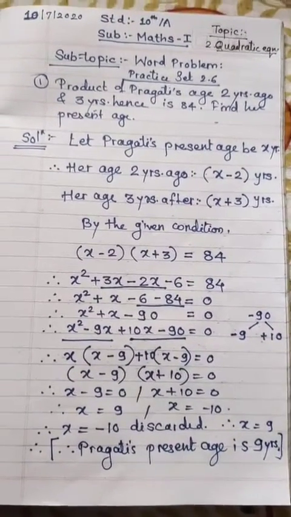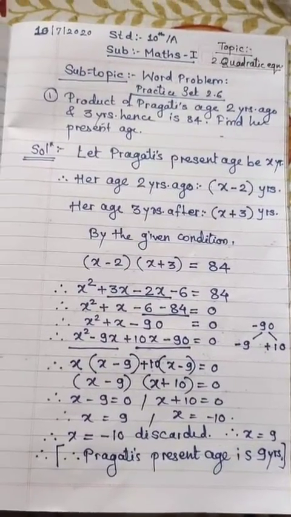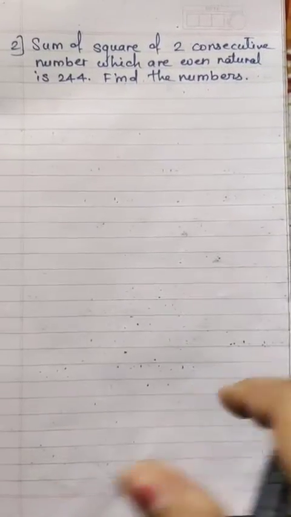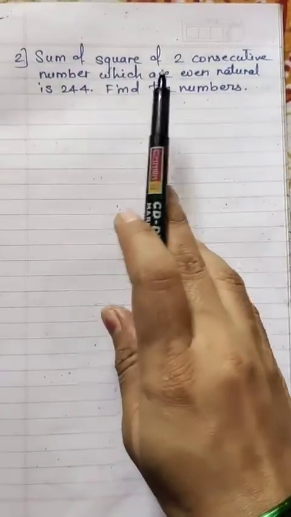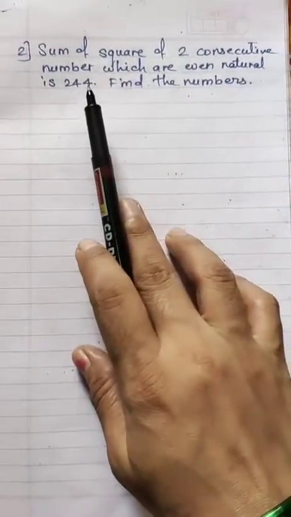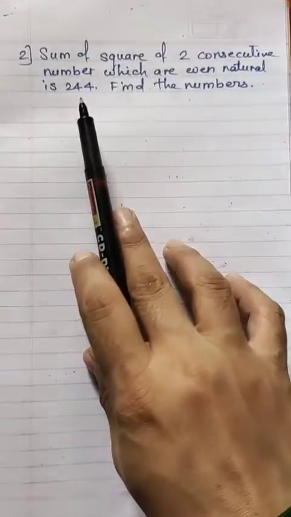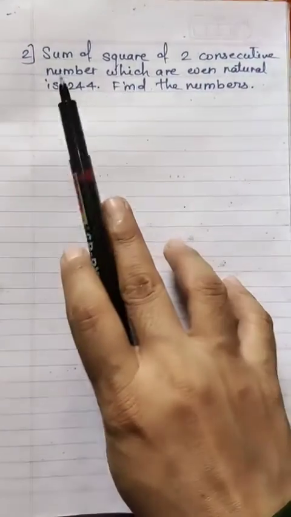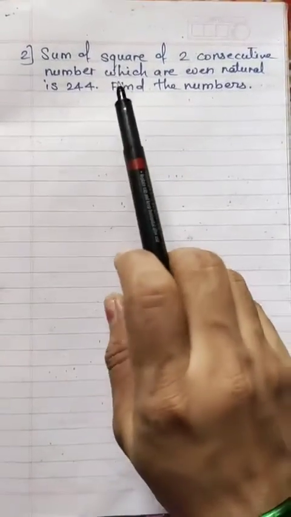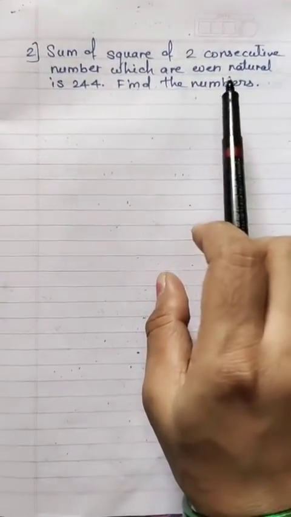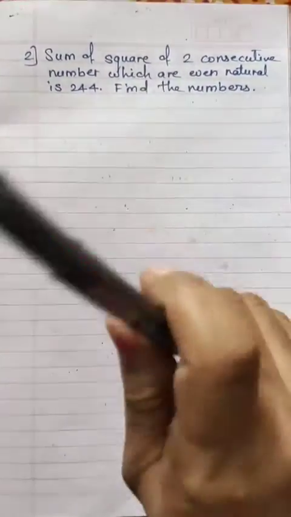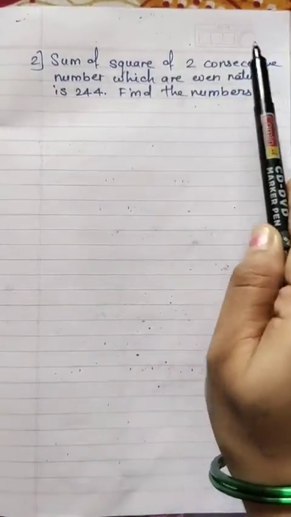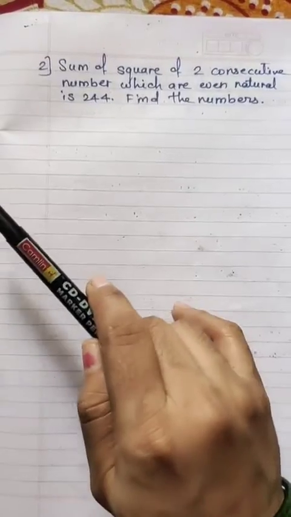So in this way we have completed the first example. Now let's take the second example. Sum of square of two consecutive even natural numbers is 244. Find the numbers. Read the example carefully. Here we have to find two numbers, but it is related to only one number. Means what? Sum of square of two consecutive even natural numbers.